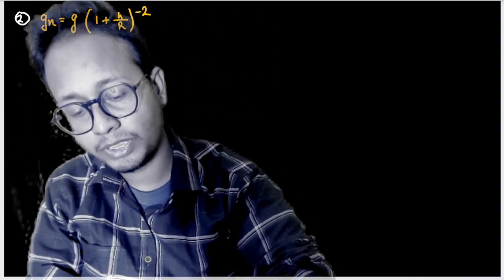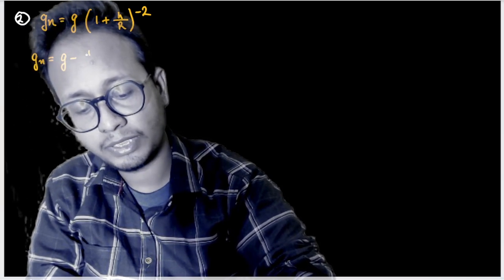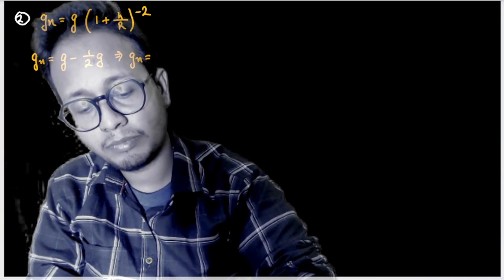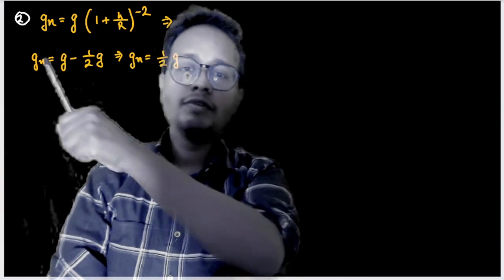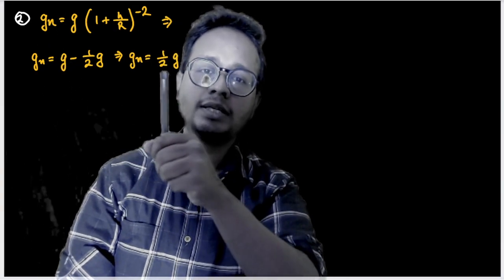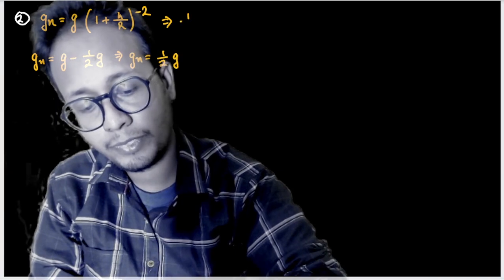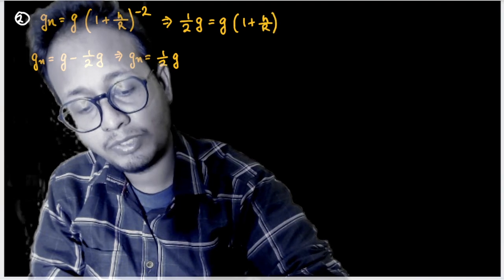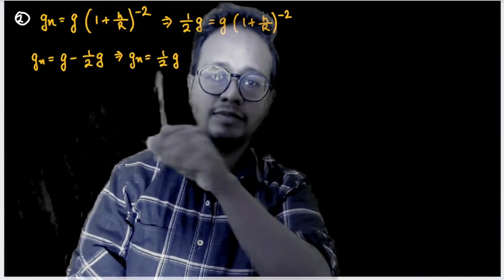Now the gravitational force reduces by half. That means the new gravity is equal to the old gravity minus half, which is nothing but 50% of the old gravity. Or the new gravity is nothing but half of the old gravity. So if I substitute half g here, what do I get? Half g is equal to g into (1 plus h by r) to the power minus 2. I'm saying old gravity, but it is nothing but gravity at the surface.